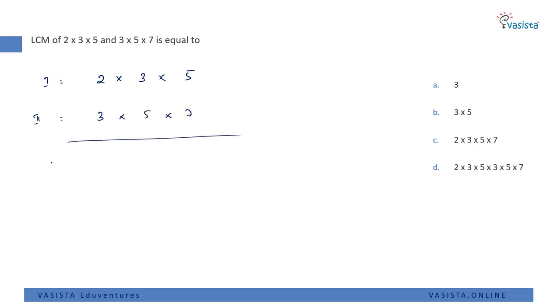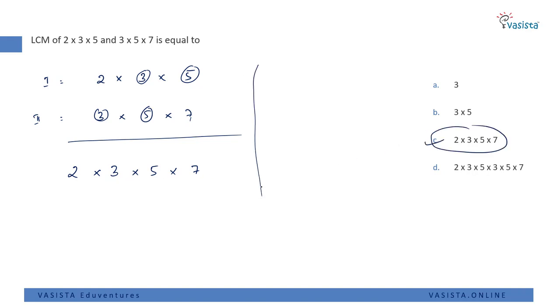Now let us check out here. 2 into 3, here and here 3 is there, so you need to take only one 3. 5 again, so you need to take one 5, and as well as the 7, you have to take a single one also, right? Now just check it out. 2 into 3 into 5 into 7, option C is the right one.